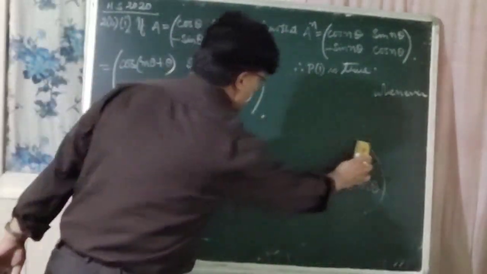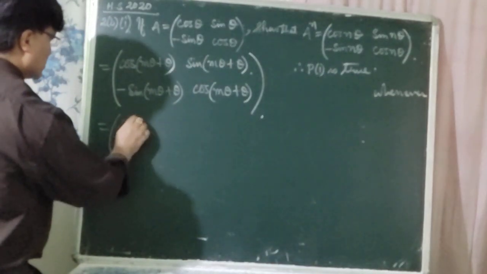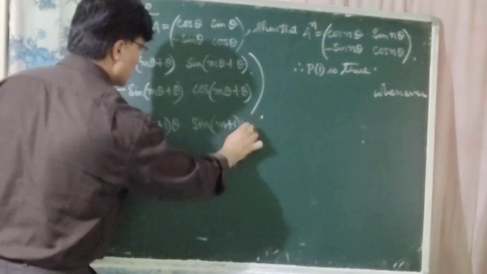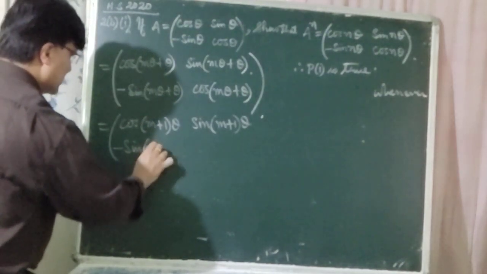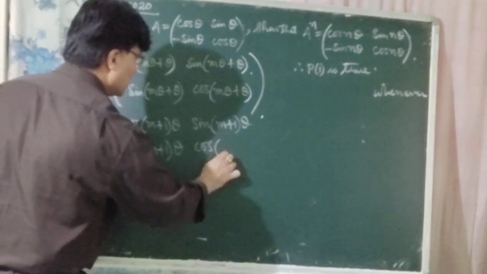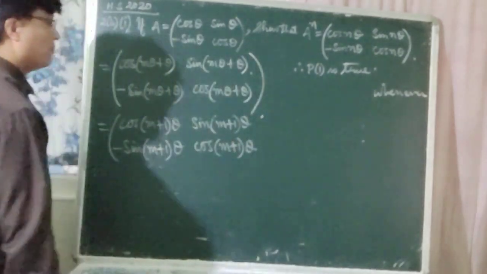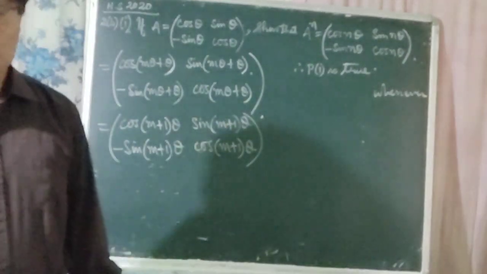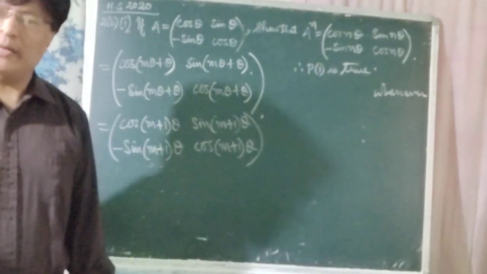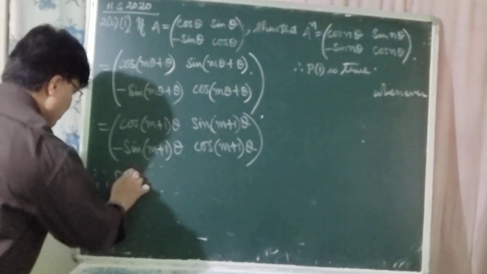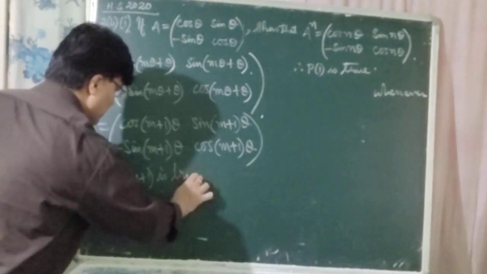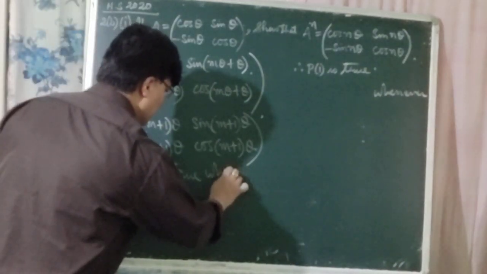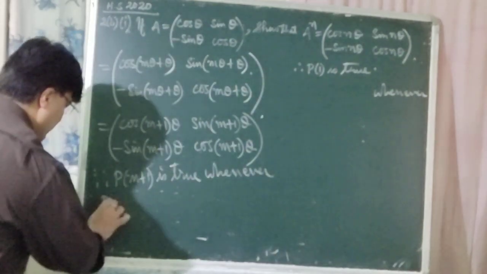Next, simplify it. Theta is common, so it is cos of n plus 1 theta, and sin of n plus 1 theta, and here minus sin of n plus 1 theta, and cos of n plus 1 theta. So we have proved it, isn't it? That is, a to the power n plus 1 is equal to this matrix. So we have proved that P of n plus 1 is true whenever P of n is true. Therefore, P of n plus 1 is true whenever P of n is true.